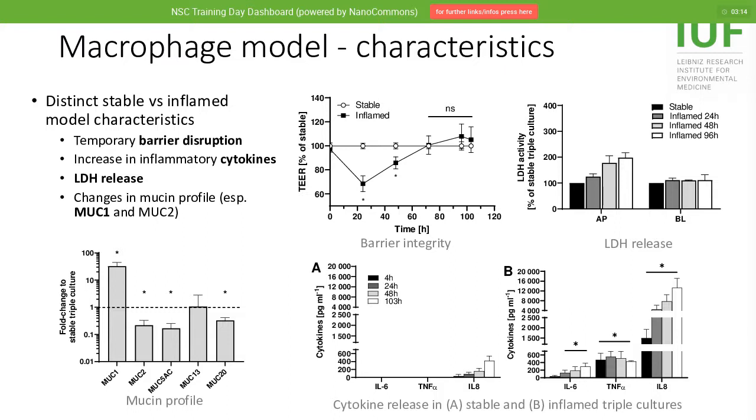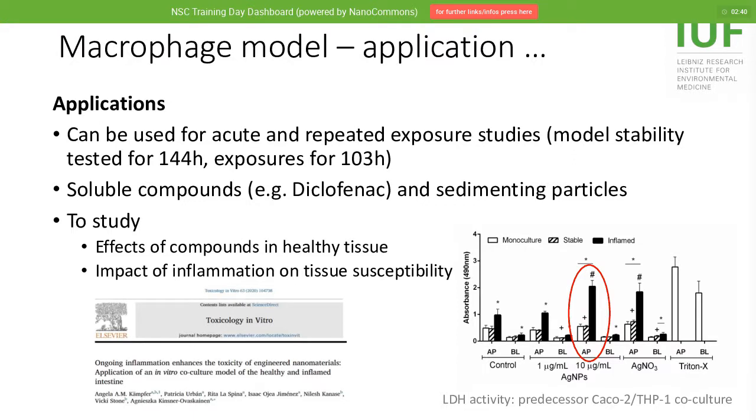These two graphs belong together, showing the cytokine release in the basolateral compartment of the stable triple cultures as well as the inflamed triple cultures. We have on the left side the stable cultures, and we see that interleukin-8 is present, but at relatively low amounts. And for the inflamed model, there is a huge release of pro-inflammatory cytokines. These are only examples. We have looked at a lot more, and there's a vast array released by mainly the THP1 cells.